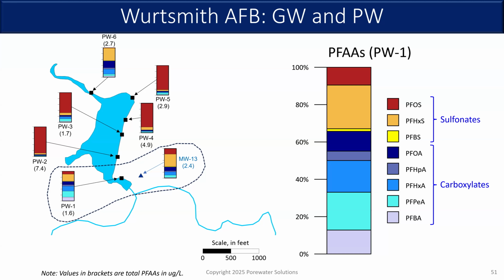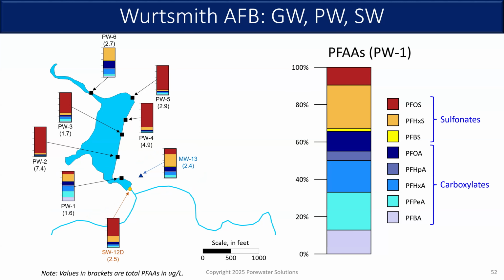And then looking at PW6, that looks a little bit more like MW13, just without the PFAS. So this is one way to just try and distinguish where plumes coming from different sources might be contributing to a surface water feature. And then looking at surface water, so SW12D is surface water coming from the pond, going into a creek, taking it down gradient.